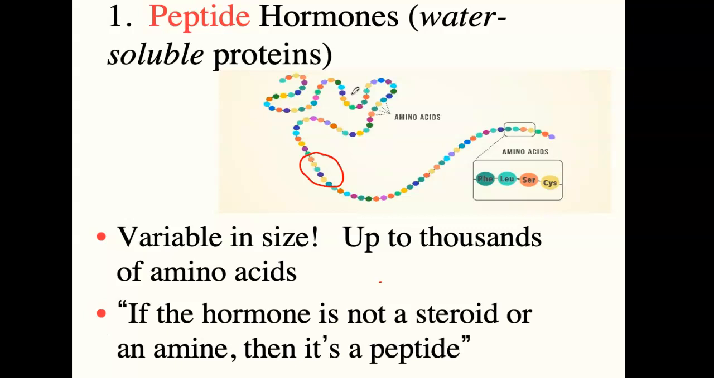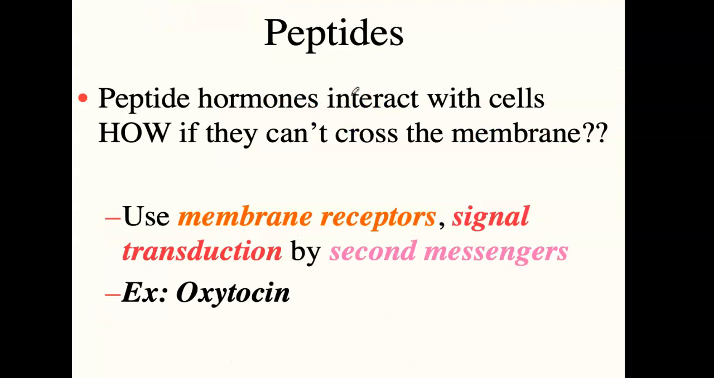So you'll know that if a hormone is not a steroid and it's not an amine, then by default it's going to be a peptide. And that's where the majority of them are going to be in that category. Given that they're water soluble, it means that they cannot cross the cell membrane. So when they're bringing a message, they're going to have to stay outside and pass that message on.